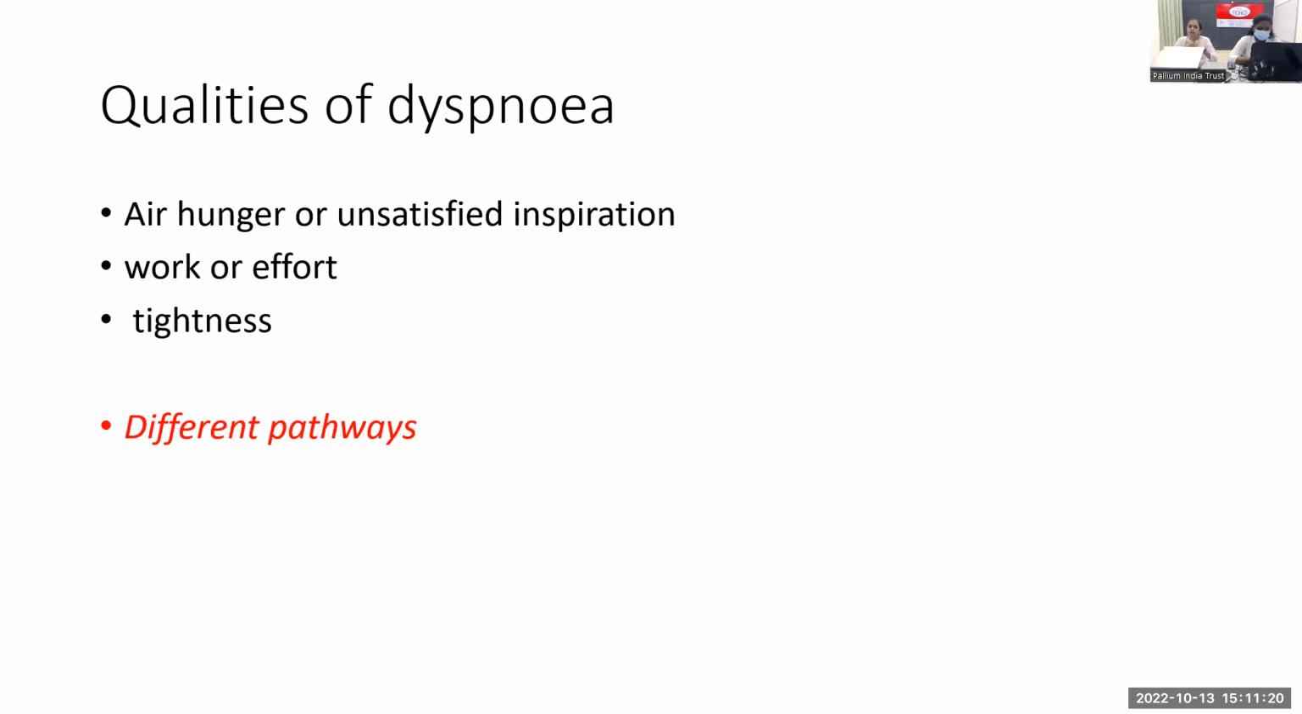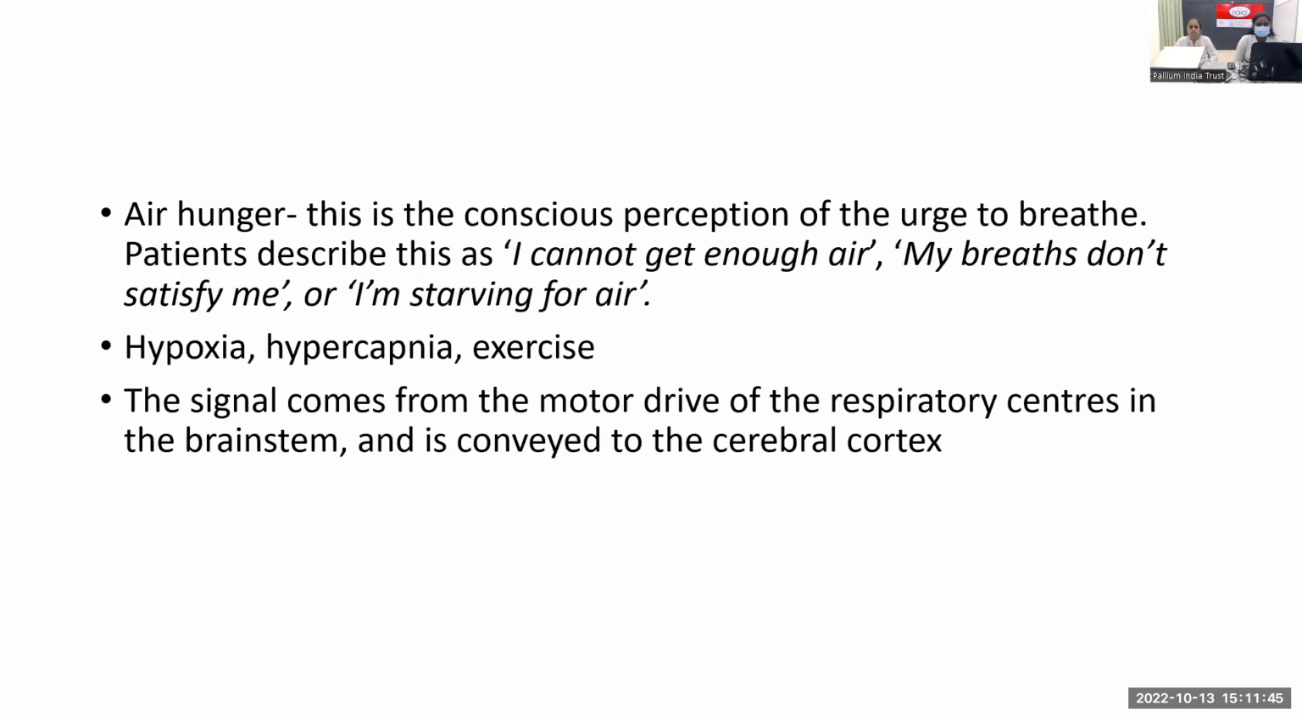What are the qualities? These are the three most commonly seen types of breathlessness: air hunger, work, and tightness. And all these three qualities happen through different pathways. I'm not going into details about pathways, but you need to understand what they are experiencing, because a thorough history is the key for good management.